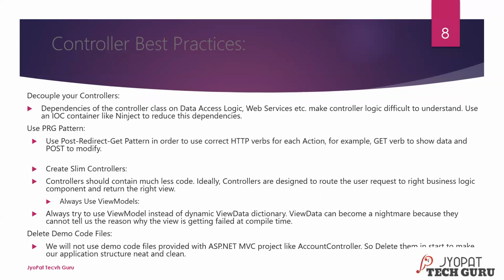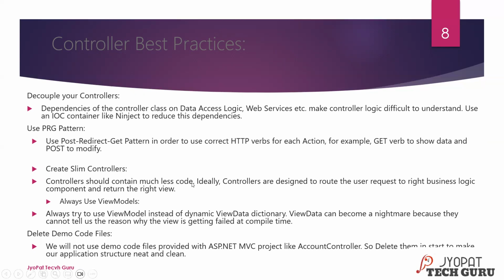Decouple your controllers. Dependencies of the controller class on the data access layer, web services, etc. make controller logic difficult to understand. Use an IOC container like Ninject to reduce these dependencies. Use a PRG pattern, the Post Redirect Get pattern, in order to use the correct HTTP verbs. For each and every action, you have so many HTTP verbs: GET, POST, PUT, DELETE, PATCH. Create slim controllers. They should contain much less code. You should not write so much business logic over here.